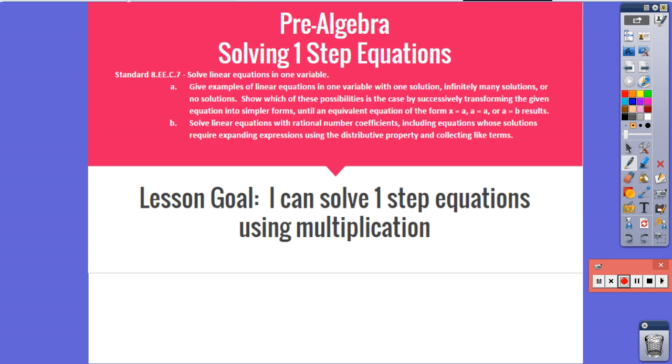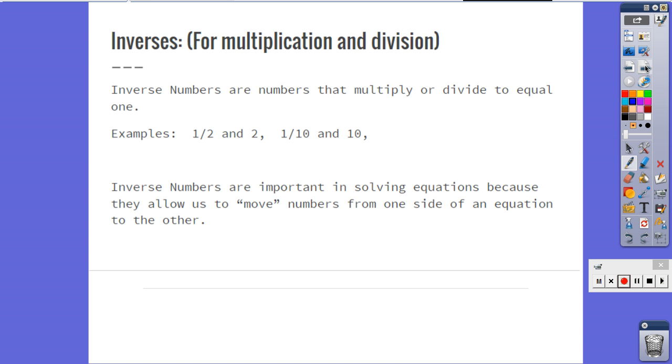We're ready to solve equations here. So our standard: solve linear equations in one variable. And our goal here is to be able to solve these one-step equations using multiplication. So far we've looked at solving these equations with subtraction and then addition. And so now we're ready to look at these in terms of multiplication and then division.